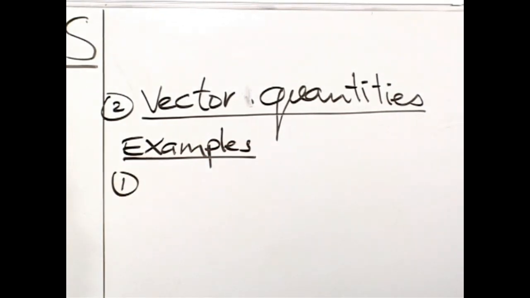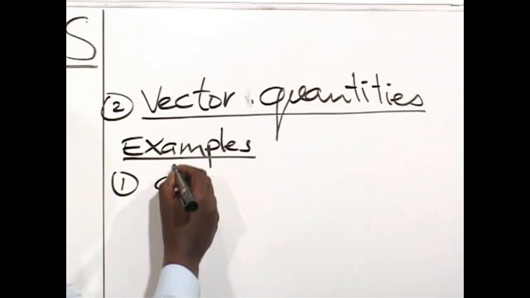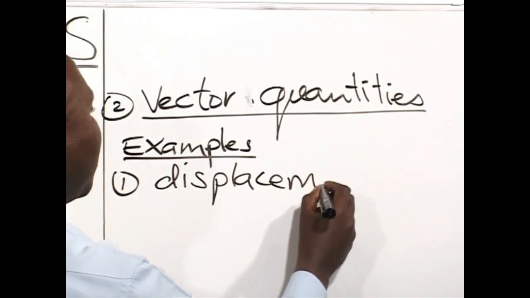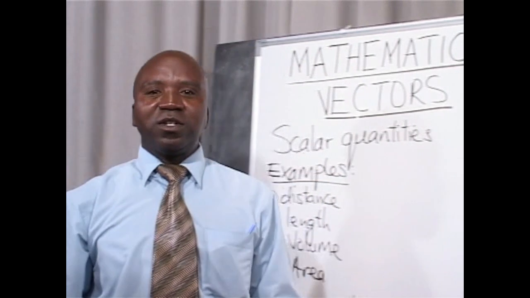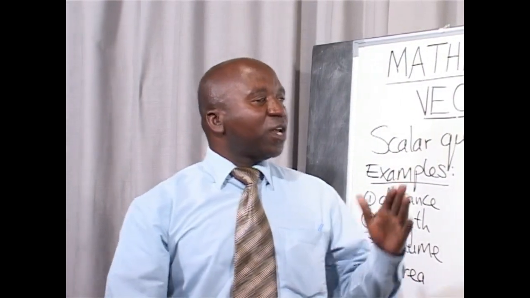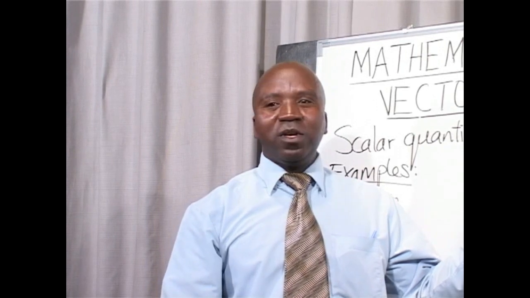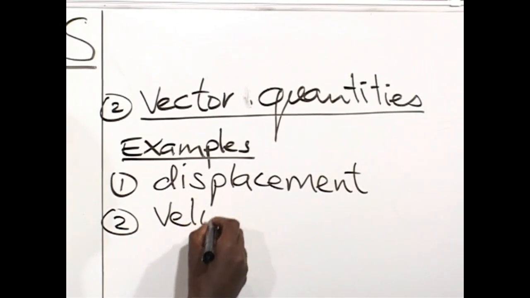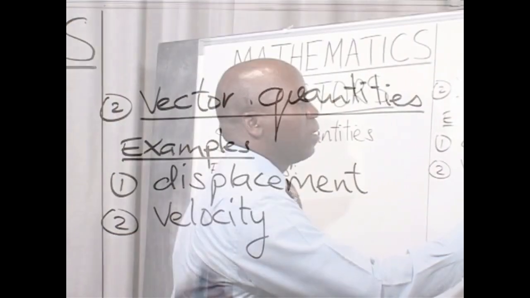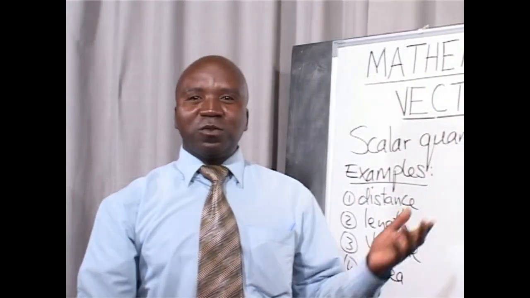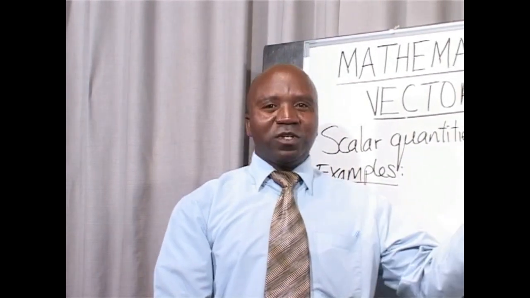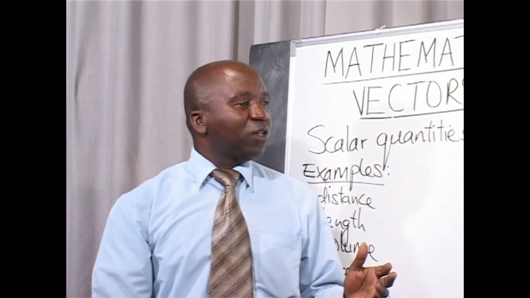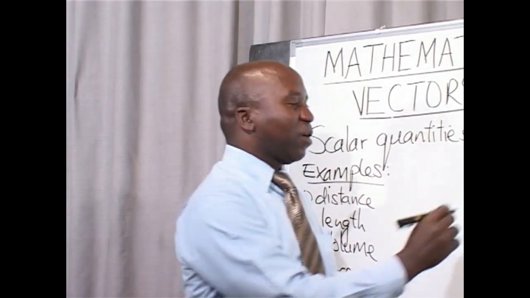One, as I mentioned earlier, displacement. Displacement is distance covered in a specified direction. So the direction itself qualifies this to be a vector quantity. What else? We have velocity. Velocity, as you learned in your physics lesson, is the rate of change of displacement with time. So there is direction also involved in velocity. So velocity is an example of a vector quantity.